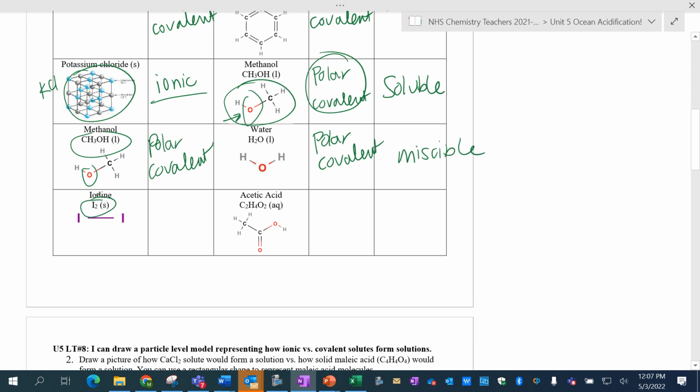And then we've got iodine. Again, we decided this was nonpolar covalent, trying to dissolve in acetic acid, which would be a polar covalent liquid. This solid trying to dissolve in this liquid would be immiscible.